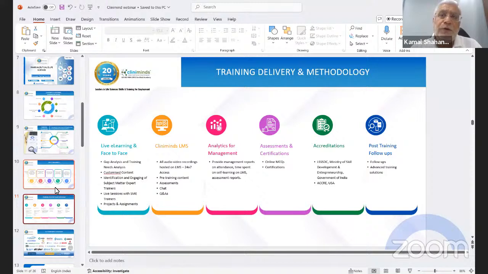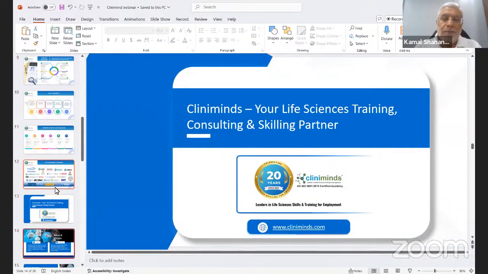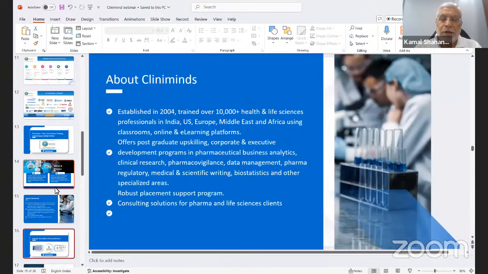Another advantage is you'll be spending less time on the road. Traveling from one point to another in any urban center takes 1.5 to 2 hours these days. You will save time, you'll spend more time learning this, and then you're ready for the job interviews. So Cliniminds organizes those job interviews. These are some of the examples. These are not all the examples of our placements. There are a lot of other placement opportunities.